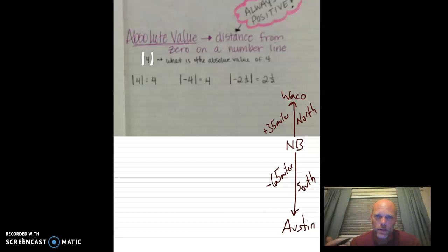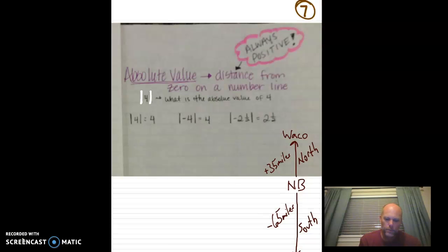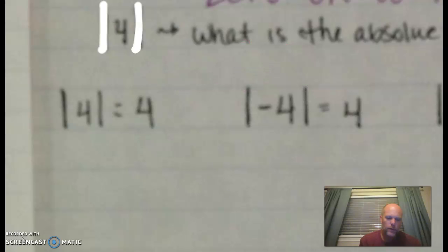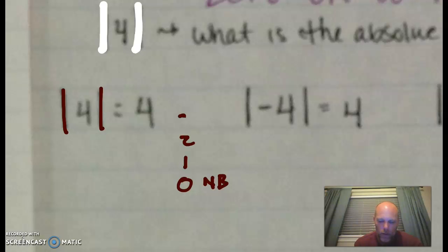Absolute value works the same way. Okay, so if we look at this, I'm going to do another example. If we look at this right here, the absolute value of 4. So the question is, how far is 4 from 0? And if we did it like to Waco or to Austin, we would go from 0, let's just say this is North Belton. We would go 1, 2, 3, 4. So if I ask, well, how far is it from North Belton? Let's call that Waco. You would say it's 4.